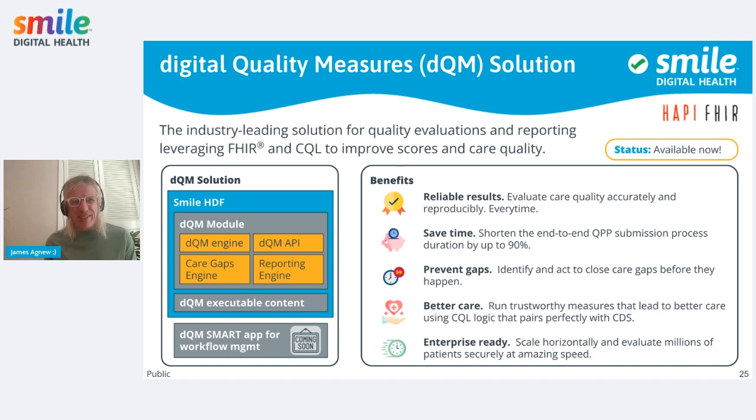And finally, last but not least, you can streamline your quality reporting workflows end-to-end with our Smart on FHIR app, which is coming soon. So I guess that's not quite in this release, but coming up in the next quarter. And that'll be deployed separately and take advantage of our DQM APIs to organize, visualize, and sequence quality reporting activities.